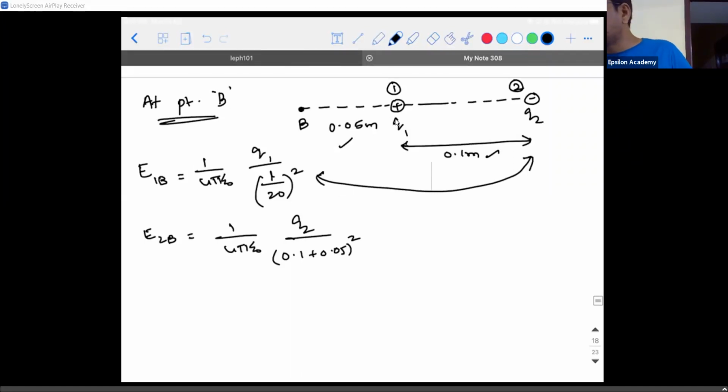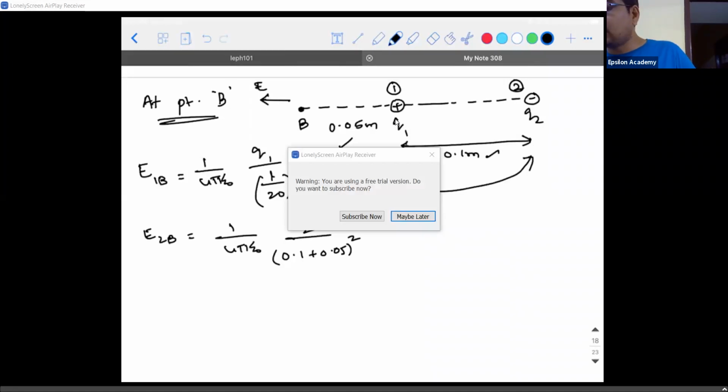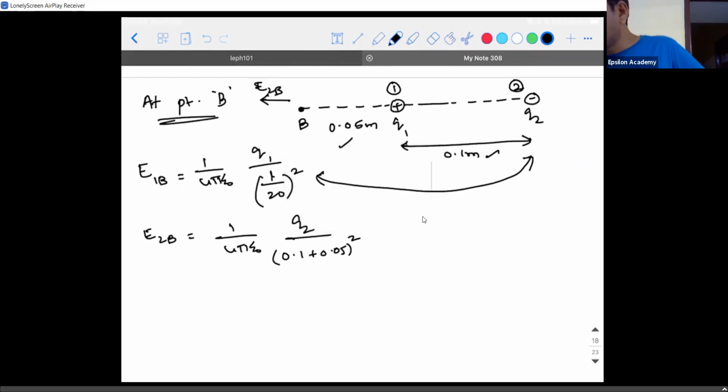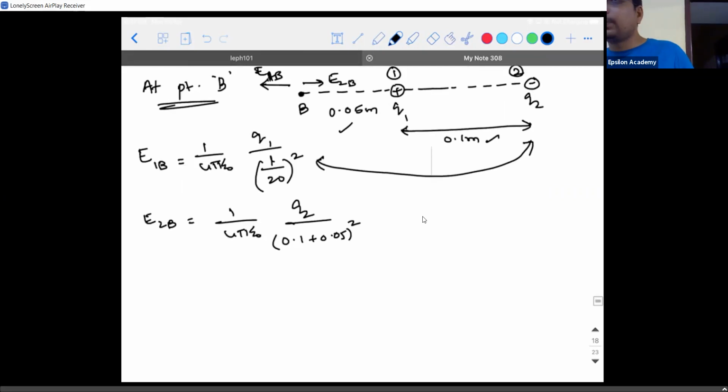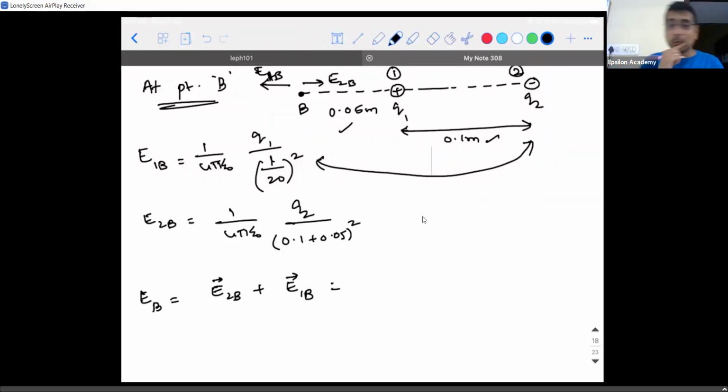Now the question is, due to the positive charge at point B, the electric field is to the left. Due to the negative charge at point B, the electric field is to the right. Sorry, this is E1B and this is E2B. So E1B is on the left-hand side and E2B is on the right-hand side. The net electric field at point B will be E2B vector plus E1B vector. Since they are in opposite directions, they will get subtracted.